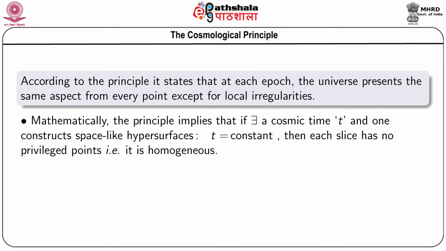Mathematically the principle implies that if there exists a cosmic time t and one constructs space like hypersurfaces, that is t equals constant, then each slice has no privileged points, that means it is homogeneous. Here I have mentioned that a hypersurface means a one dimension less space, and when you are considering t as a constant, we get a space like hypersurface, that means all x, y, z are variable here. We are considering that this space is homogeneous. That means, from wherever we want to see, it looks the same.